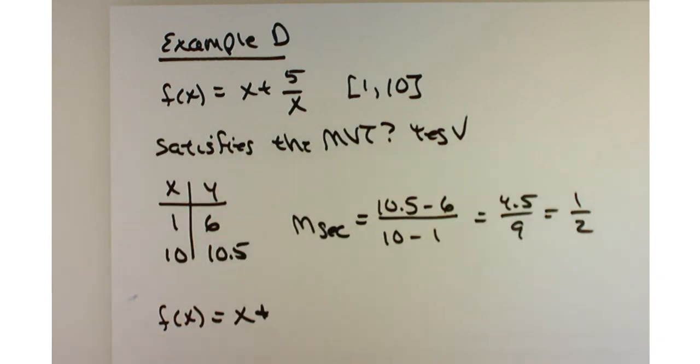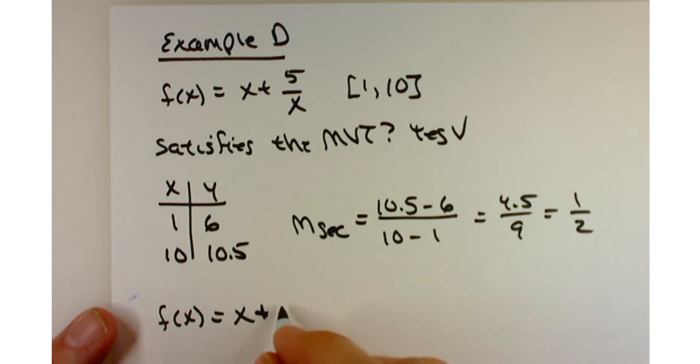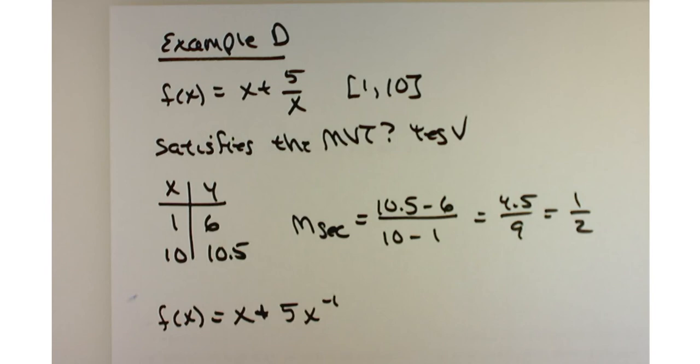I can rewrite it. Any suggestions how to rewrite it, Joey? x plus 5x to the negative first. Perfect. x plus 5x to the negative first. That negative just goes with the x. Don't put parentheses around it because you don't want that 5 to be part of the negative. But this should make it a little bit easier to differentiate.